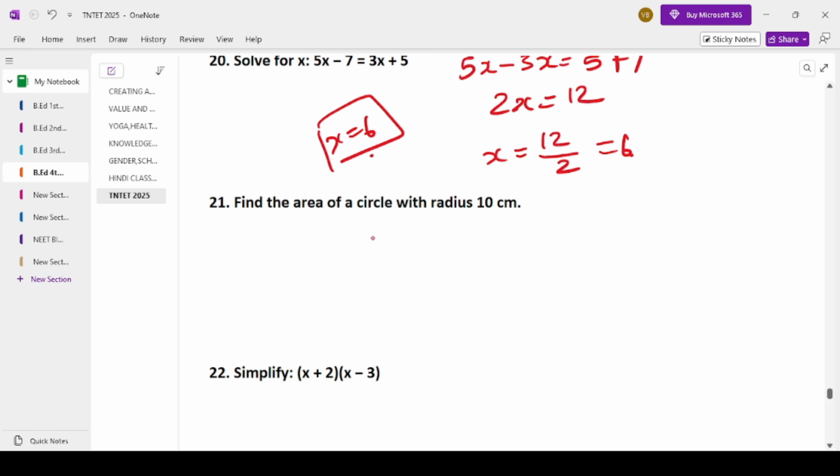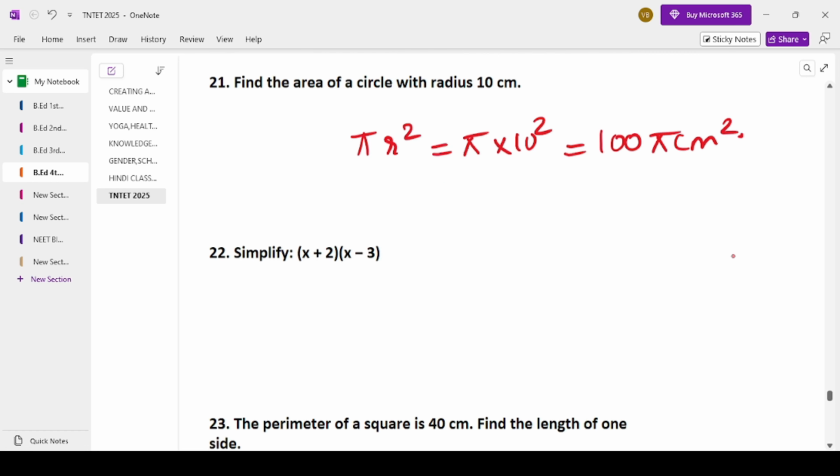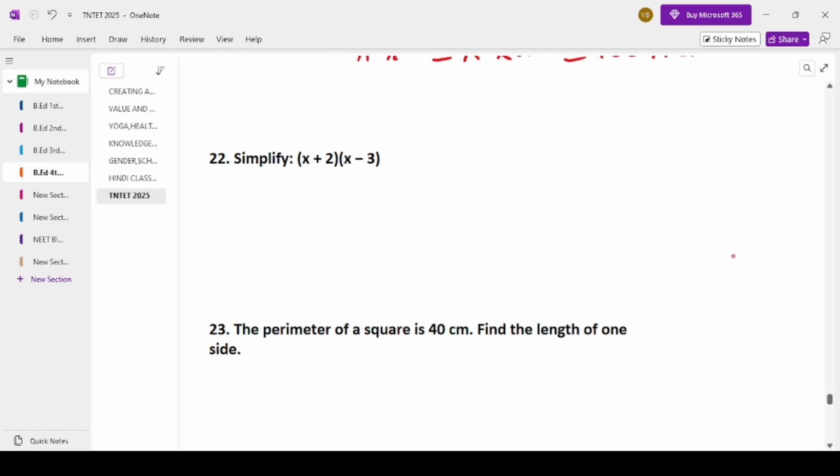Okay, area of a circle. So the formula is pi r squared. So pi into 10 squared, which gives you 100 pi centimeter squared. So in these answers they have actually given the answer in terms of pi. So I will not simplify pi, I will just write it as it is.